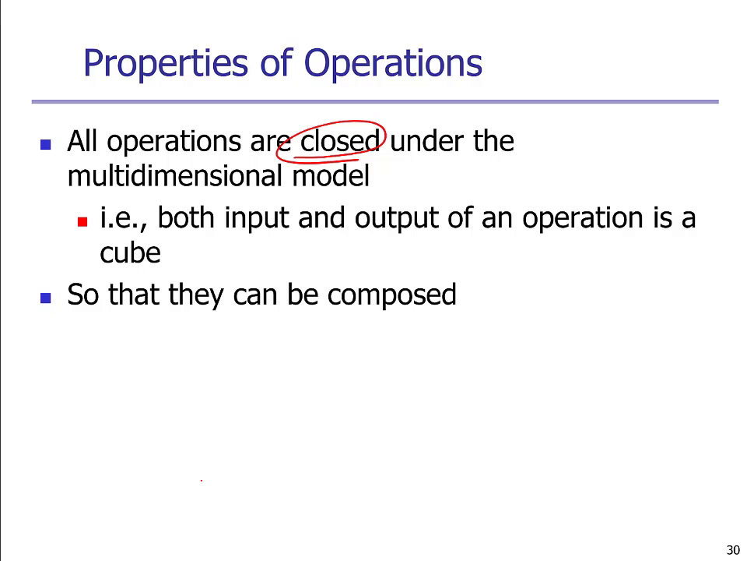So if we go back to here, the properties of operations. All operations are closed, and these operations here should actually be on a cuboid. Or say, at least it's not a complete data cube. So the input and output of an operation is a cuboid. But from now on, we will say cube for most cases. Just remember, it does not refer to a complete data cube.